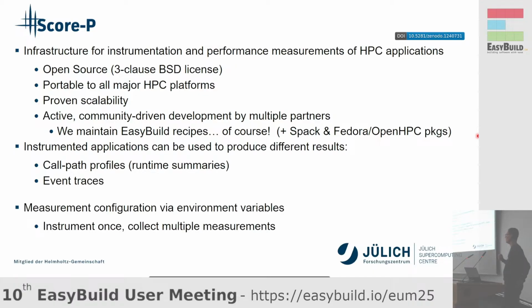So the basic idea is that we instrument the code once and can collect multiple different measurements with different configuration settings, and they are all chosen via environment variables. So basically the instrumentation is a one-off process in many cases. It's not always true, so sometimes you have to fiddle around with these things until you have a reasonable configuration found, but then you're free to do many different measurements, for example, at different scales or with different input data.